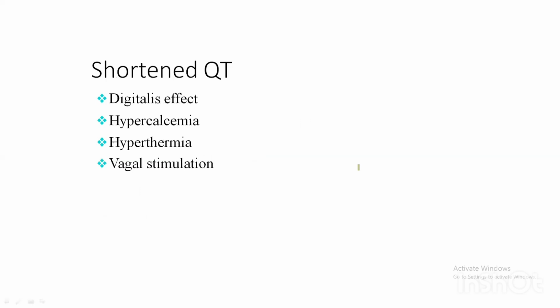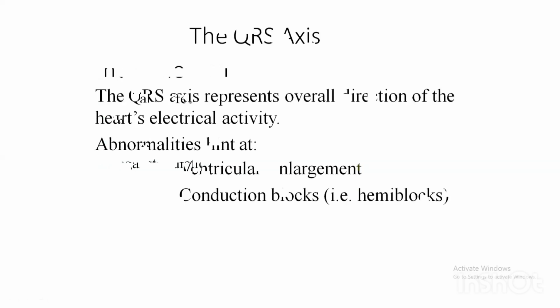Now, QT is shortened due to hypercalcemia. The most common cause is hypercalcemia or digitalis effect. We know the drug digoxin, digitalis. Digitalis effect or toxicity can cause shortened QT interval. Hyperthermia and vagal stimulation can also cause shortened QT interval.